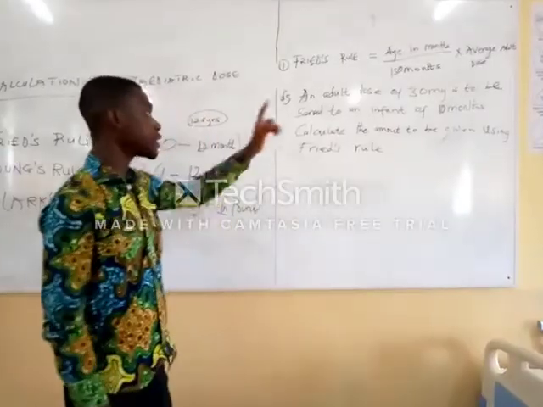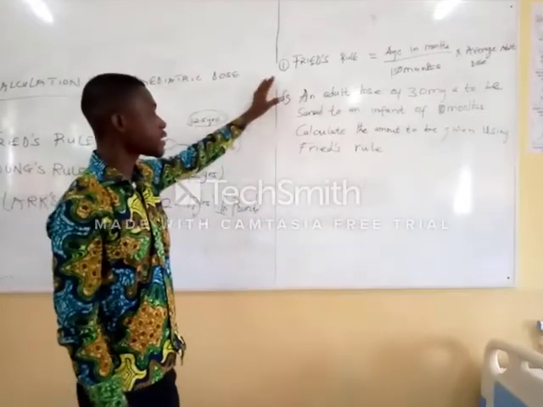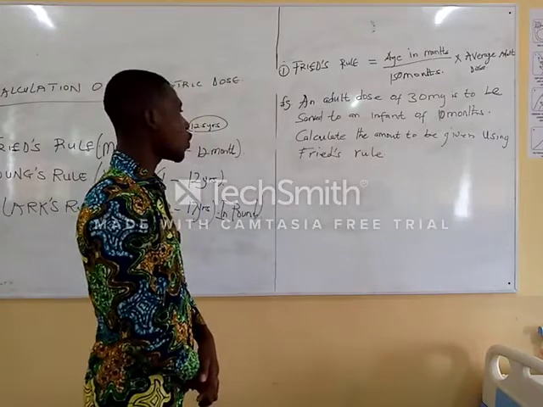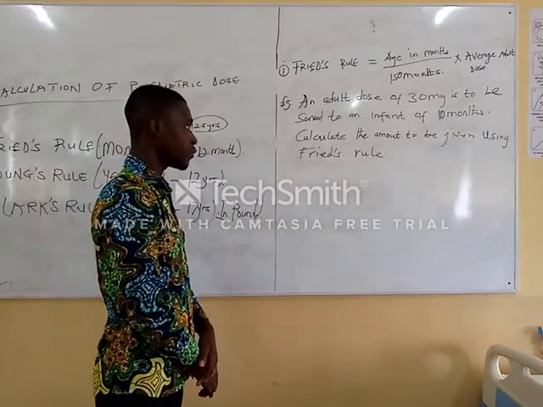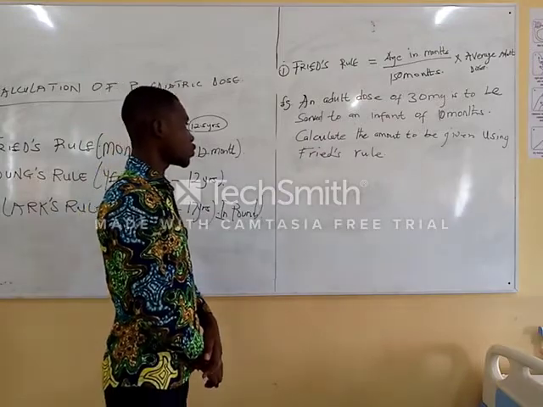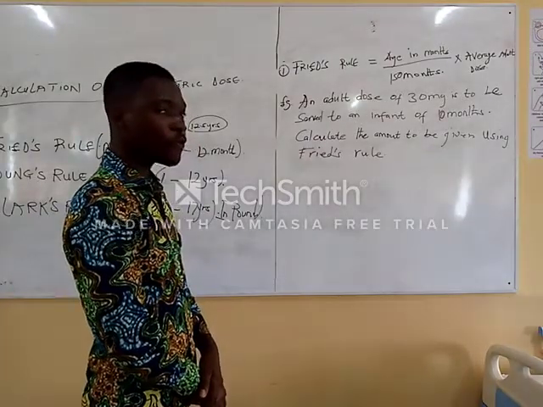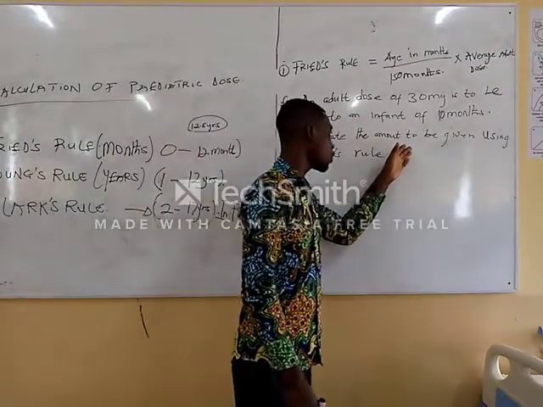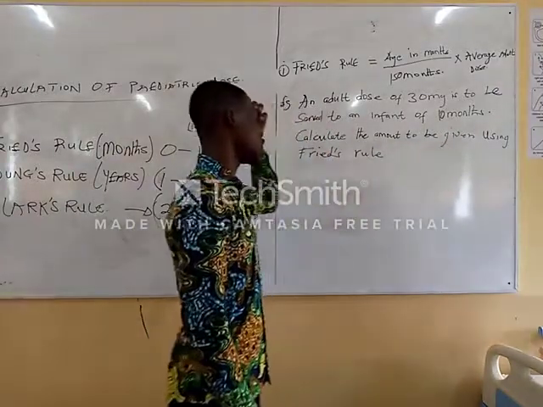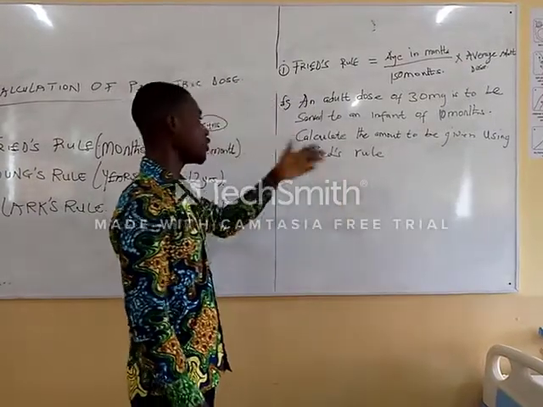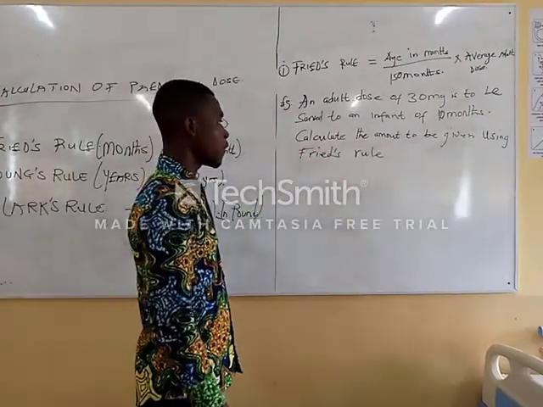So let's look at this example. An adult dose of 30 milligrams is to be served to an infant of 10 months. Calculate the amount of drug to be given using Fried's rule. So I know this is simple. Solution.